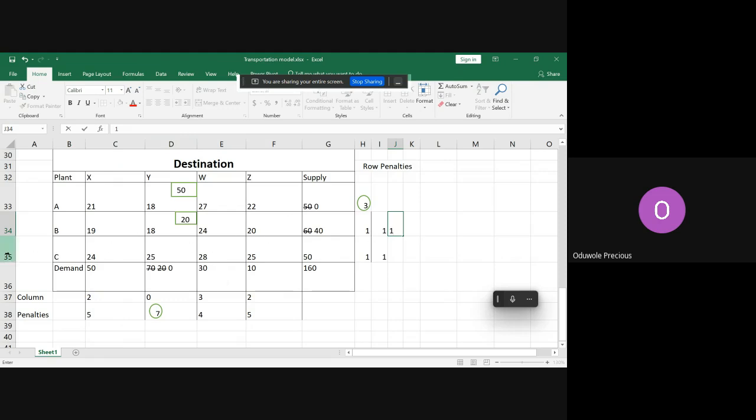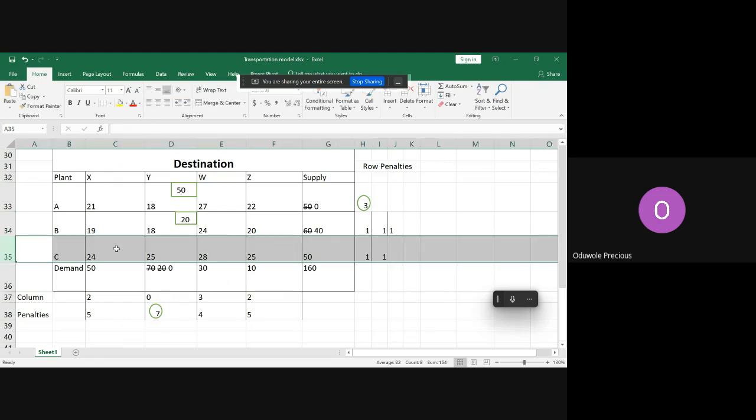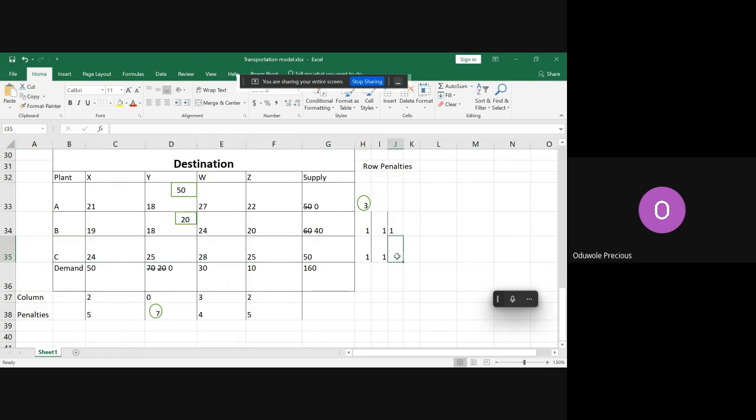Then this place is cancelled out. So this 24 minus 25, which is also 1. Okay, so we'll come to this place also. 19 and 24, which is 5. This place is cancelled out, is 0, so we don't need to touch that again. This place we will not touch. So that's just 24 minus 28, which is 4. Then lastly 20 and 25, which is 5.